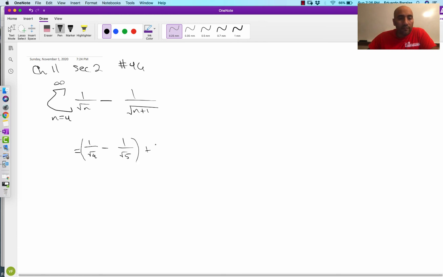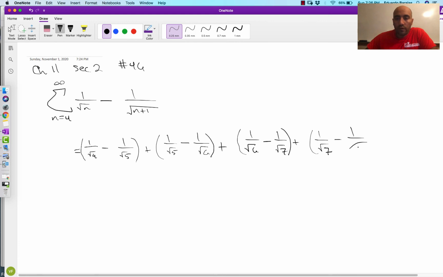When n equals 5, that's the next round. n equals 5, we'll get 1 over root 5 minus 1 over root 6. Next, 1 over root 6 minus 1 over root 7. Next, plus, and then we keep going. 1 over root 7 minus 1 over root 8.